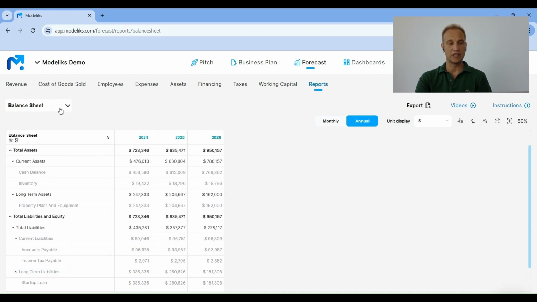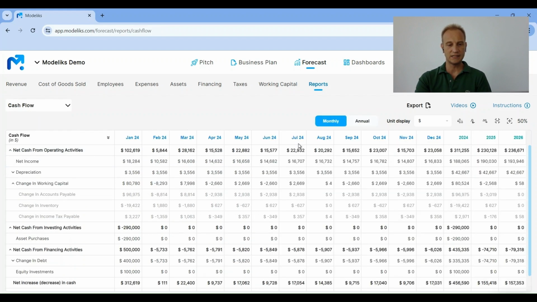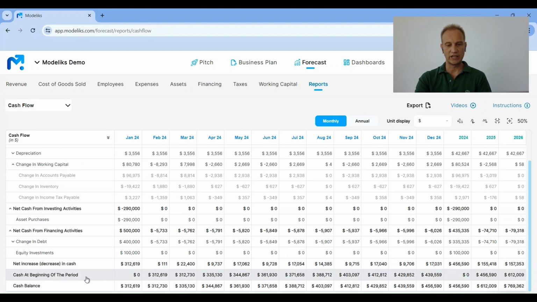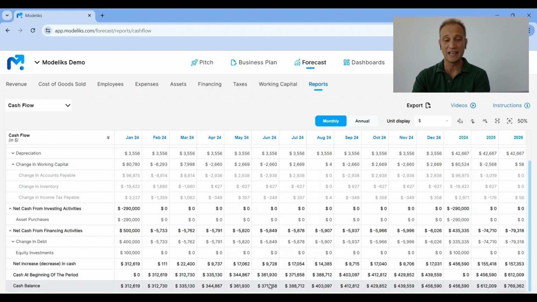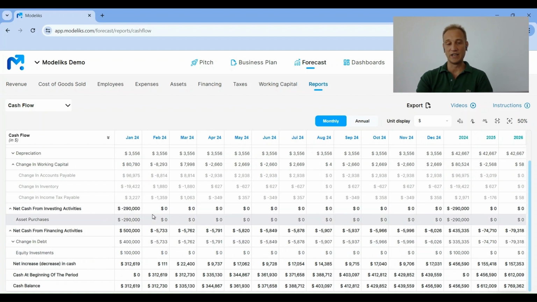And finally, let's look at our cash flow statement, which is very important to make sure that we are not running out of cash at any point of time. Let's look at it on a monthly basis. What we have is total cash balance is always positive. And we see that at any point of time, we have about $300,000 and more in cash balance, which probably means that the loan that we decided to take of $400,000 is not needed to be so high.